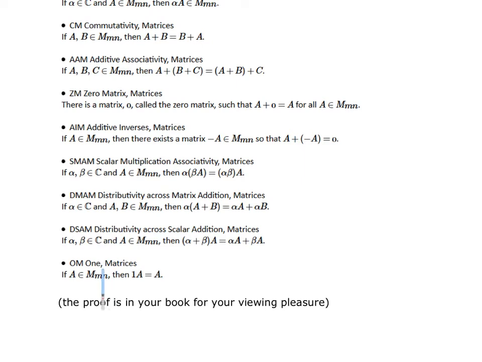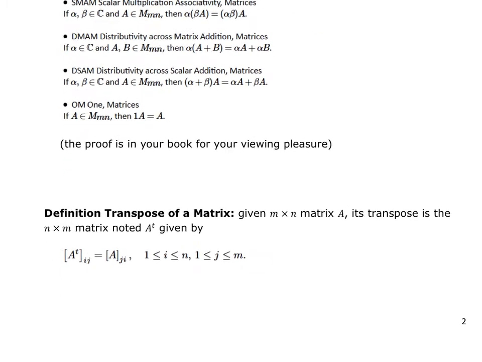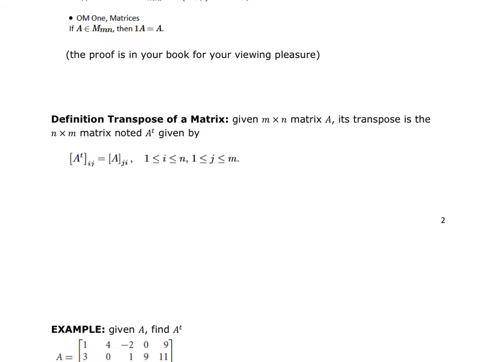Lastly, we have the identity property: if I take 1 and multiply it by a matrix, I get back to where I started. The proofs are, of course, in your book for your viewing pleasure.